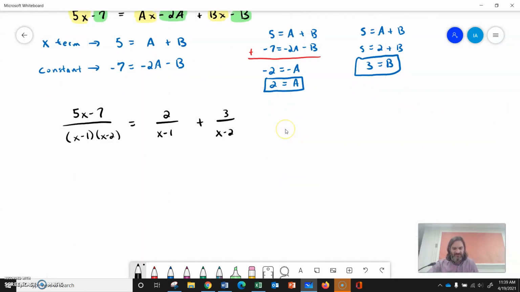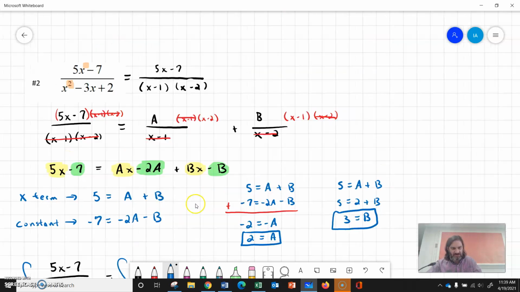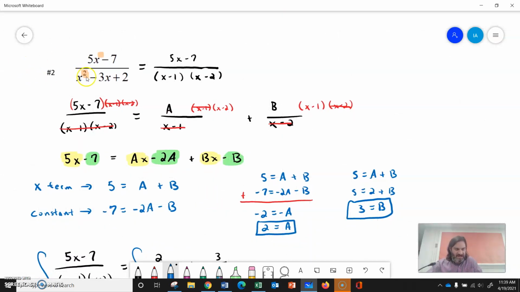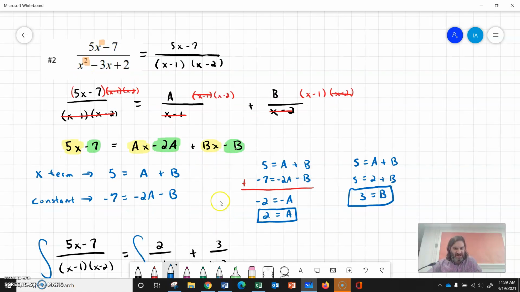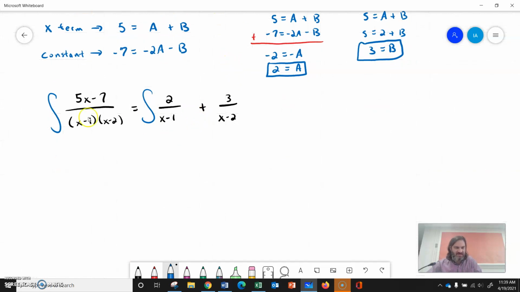Let's take it one step further. Let's come back in here and say I want to integrate each side. Well, you can go back to the original up top and notice that if you try to use substitution on the 5x minus 7 over x squared minus 3x plus 2, it just doesn't work out. So I'm not able to use the u substitution there, but over here with the partial fractions, I can.